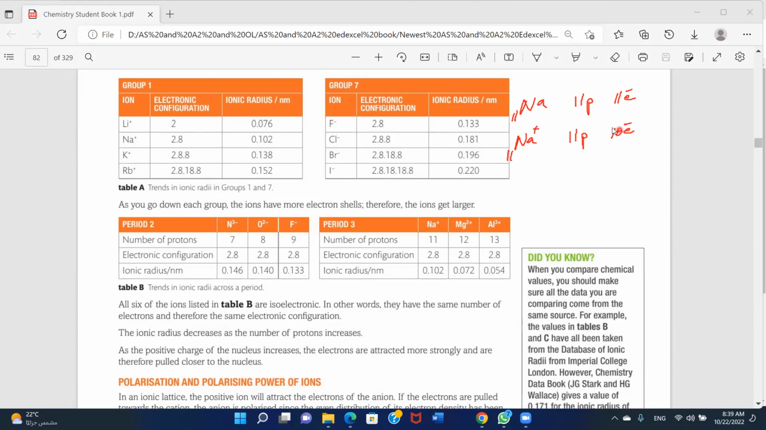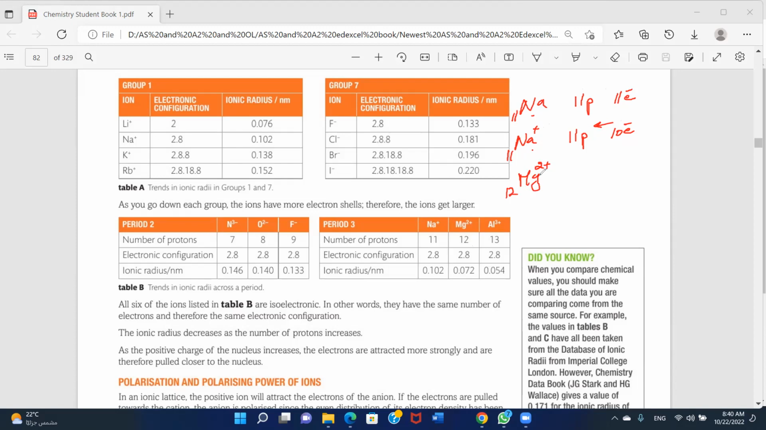And when it increases the attraction force, this means that the 11 protons will pull the 10 electrons more than the pull between the 11 protons and 11 electrons. And this means that if I compare sodium atom with sodium ion, the sodium ion has a smaller radius than that of sodium metal. If we compare positive ion with the metal itself, we'll see that the sodium ion has a smaller radius than the sodium metal.